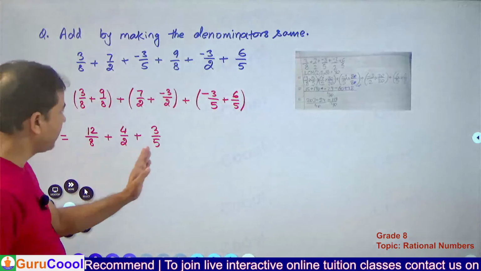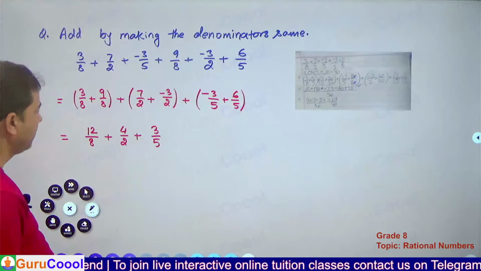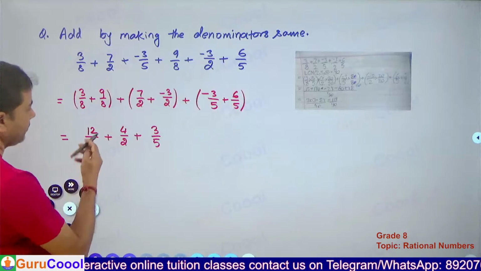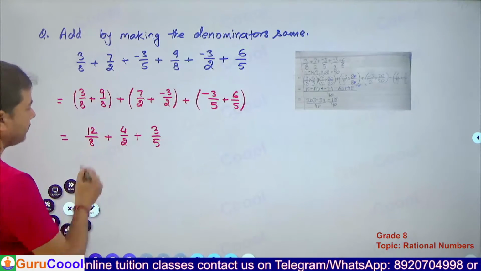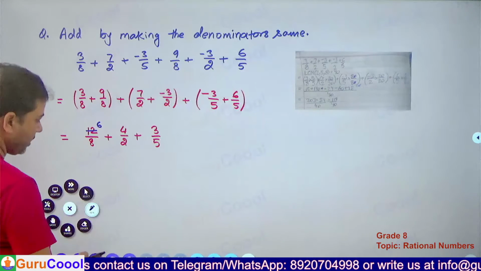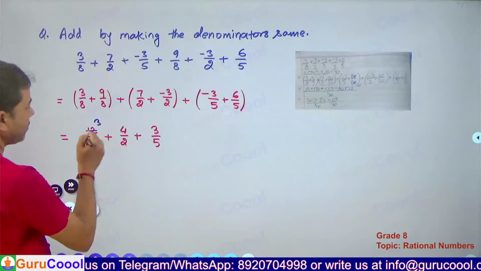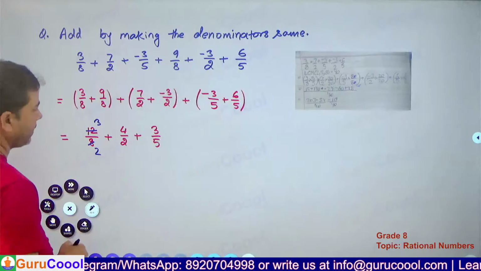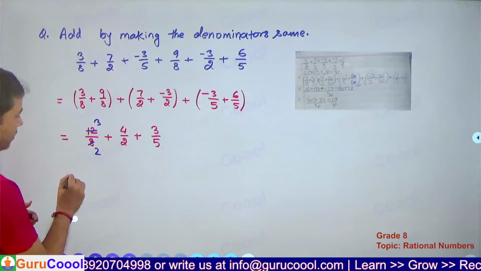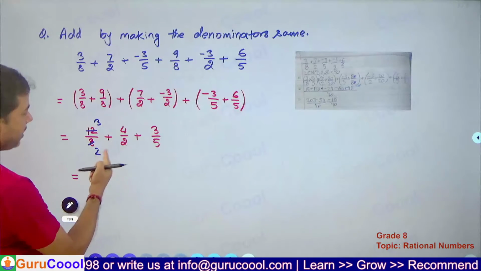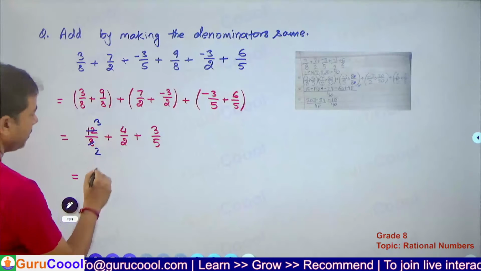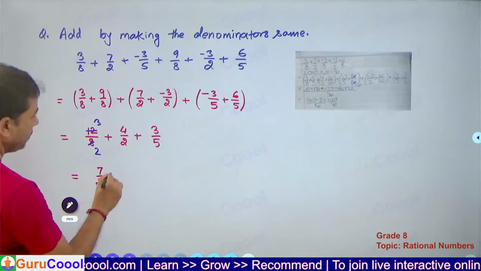Now you have different denominators, and if you want, you can cancel out also. You can simplify also, like let's cancel it by 4. 4 3s are 12, 4 2s are 8. Now these two have the same denominators. So if they have the same denominators, 2 and 2, numerators should be added directly. 3 plus 4, 7, 7 by 2 plus 3 by 5.